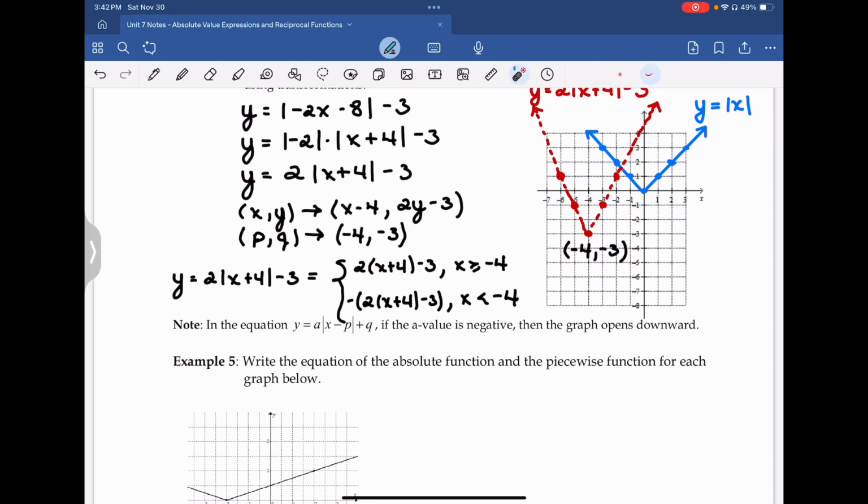And again, what I sometimes like to do with this is keep the function right in the middle, because in more formalized math texts, they like to put it right in the middle of that piecewise, where our bracket, our middle section, is right along the equals. Now, for this situation, if the a value is negative, then the graph opens downwards.